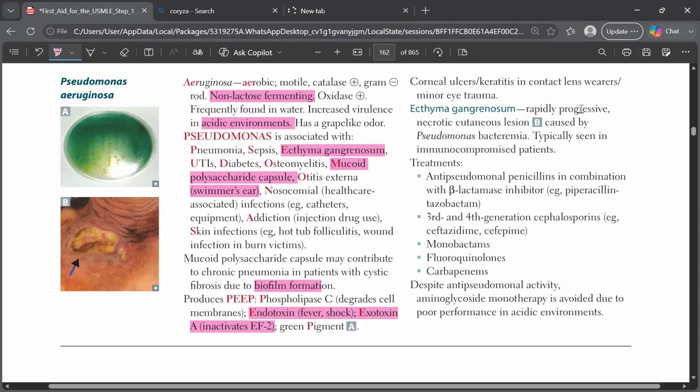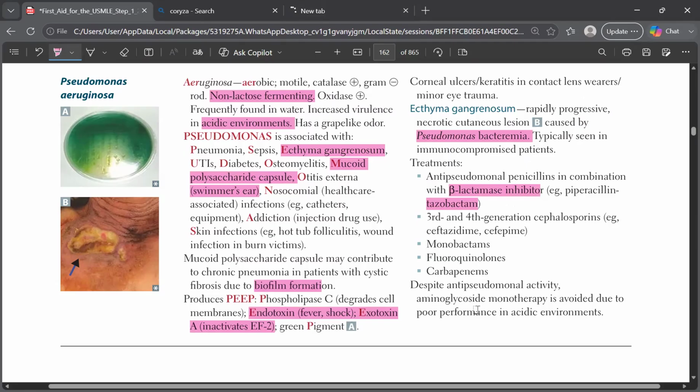Erythema gangrenosum, okay, so it is written right here. It is a rapidly progressive necrotic cutaneous lesion that is caused by Pseudomonas aeruginosa, typically seen in immunocompromised patients. So it is a rapidly progressive necrotic cutaneous lesion. The treatments are anti-pseudomonal penicillins in combination with beta-lactamase inhibitor, example piperacillin and tazobactam. Third and fourth generation cephalosporins, examples of ceftazidime and cefepime, monobactams, fluoroquinolones, and carbapenems.